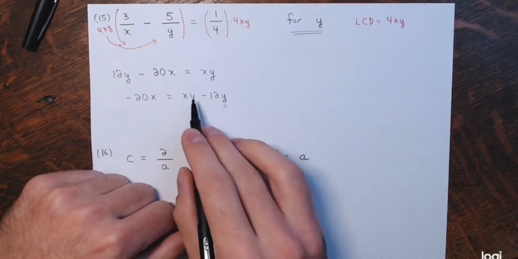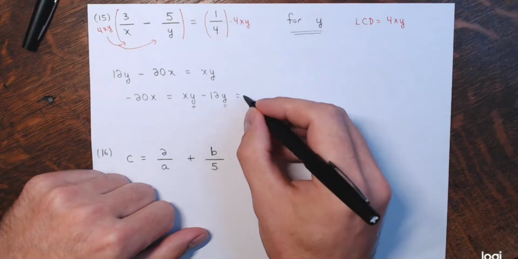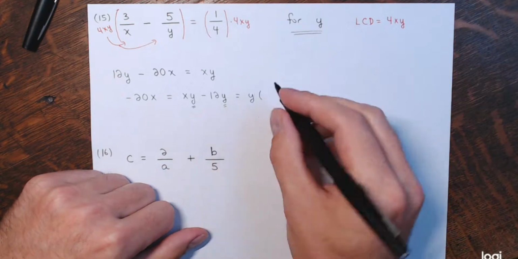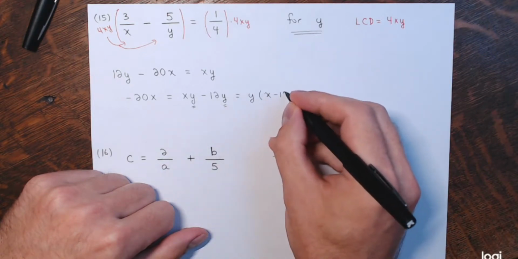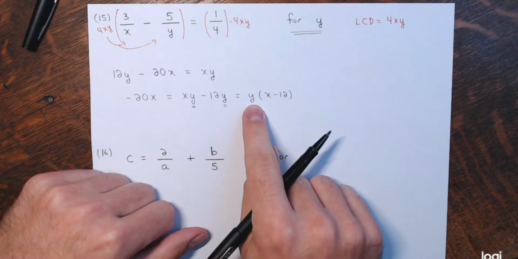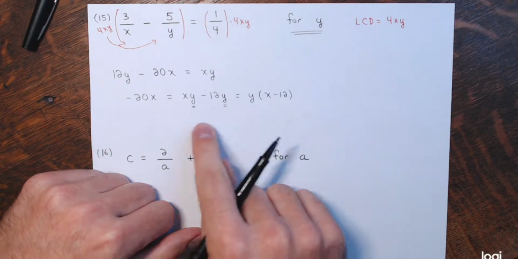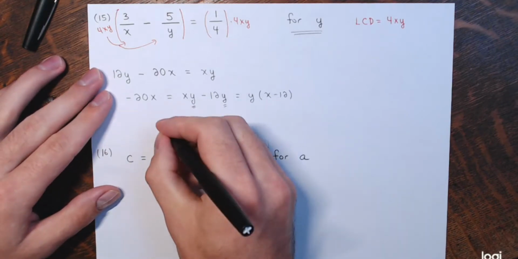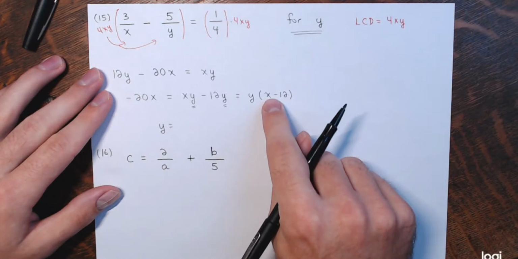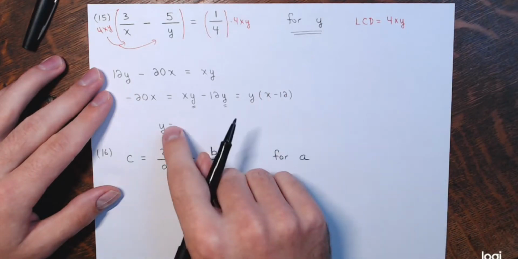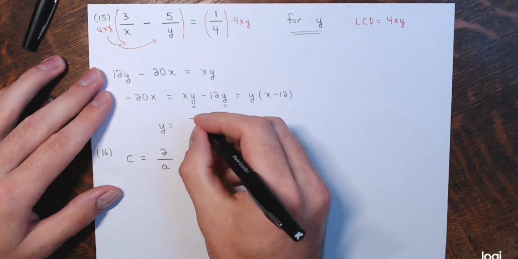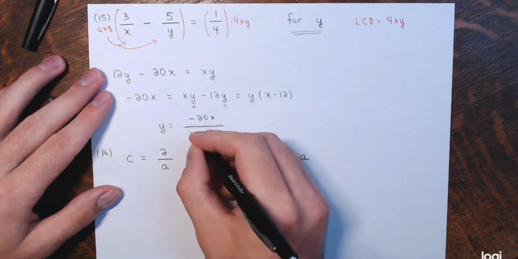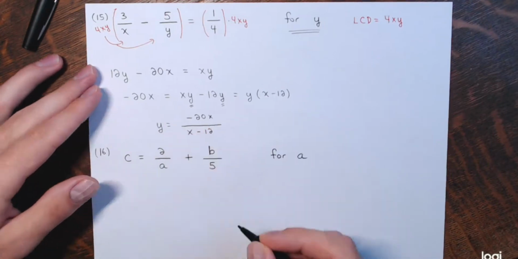See how both of these terms have y as a factor? So I'm going to pull out a factor of y, and the other factor would be x minus 12. And then to get y alone, I would divide both sides by this x minus 12. After dividing by x minus 12, you'd have y alone on one side equals, and then the other side would be negative 20x in the numerator divided by x minus 12 in the denominator.